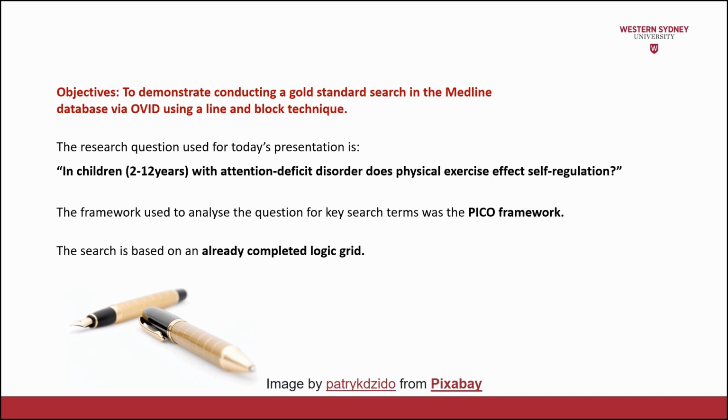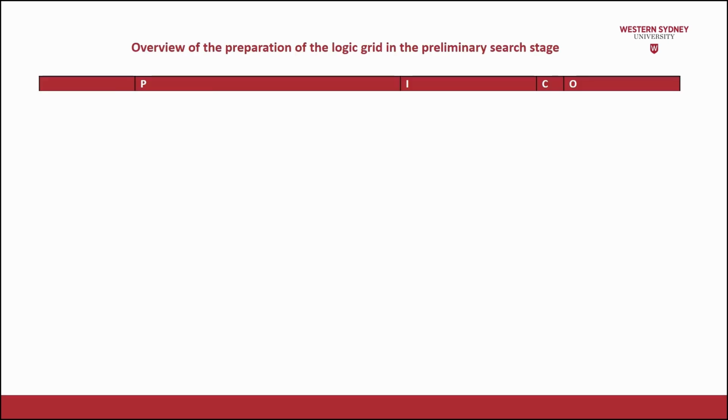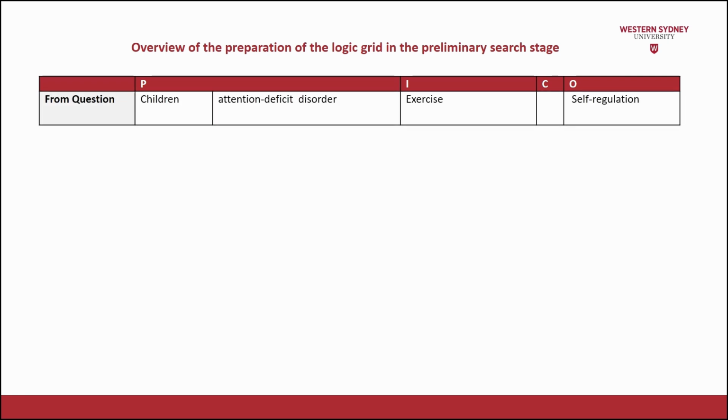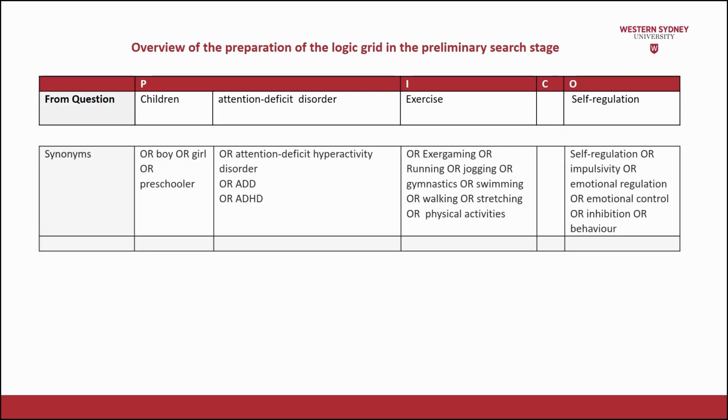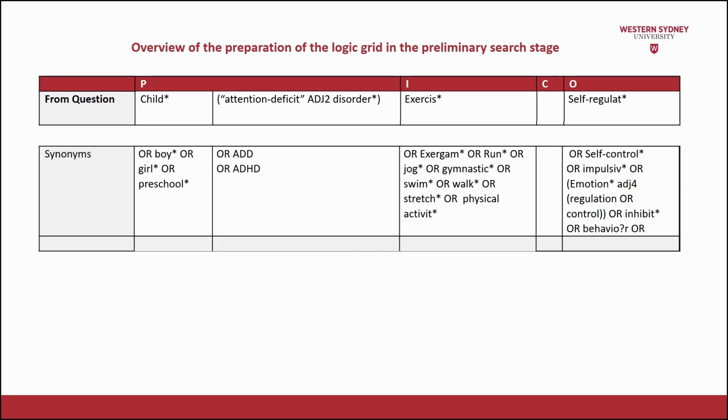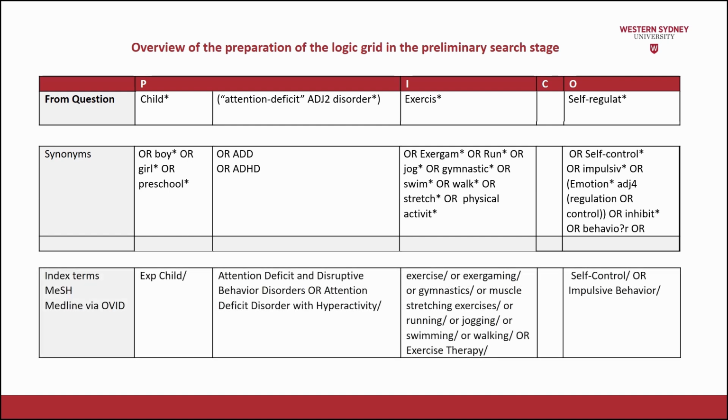Just to provide you with a brief overview of the logic grid. Firstly, the PICO framework was used to identify the key search terms. Based on these initial terms, additional synonyms and related terms were listed. Database tools such as truncation, phrase searching, proximity operators, nesting and wildcards were applied to improve the efficiency of the search. Lastly, the Medline thesaurus was searched to locate appropriate index terms for each of the search terms, and these were added to the logic grid.